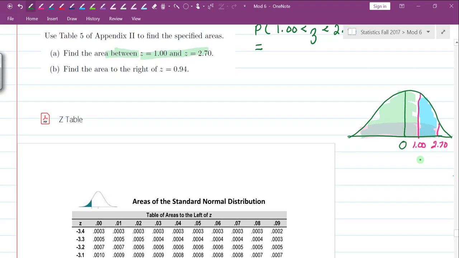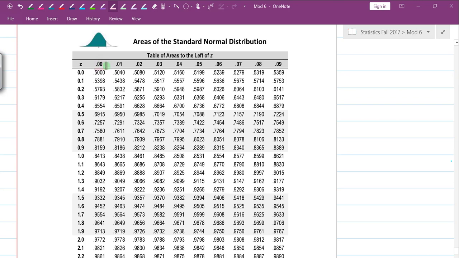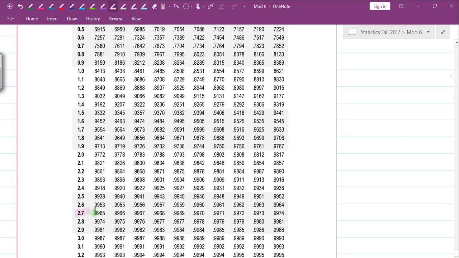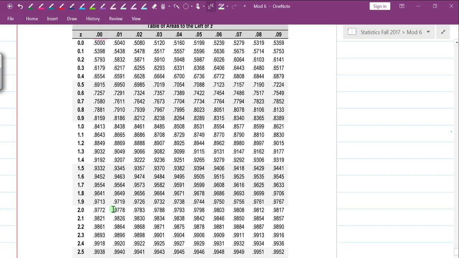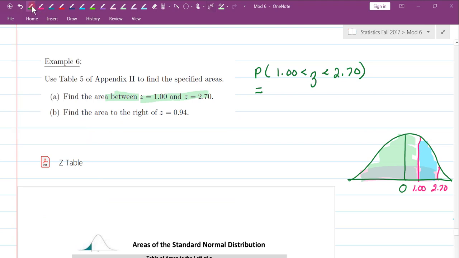Okay, so let's come on down here and find 2.70. So we'll grab pink, 2.7, and 0 is going to be our first column. So let me scroll on up. There's my first column right there. And we look at the intersection, so this is going to be 0.9965. So it's going to be 0.9965 minus the area, the green area here, where z is less than 1.0.